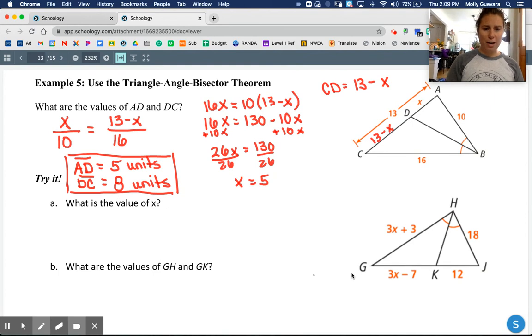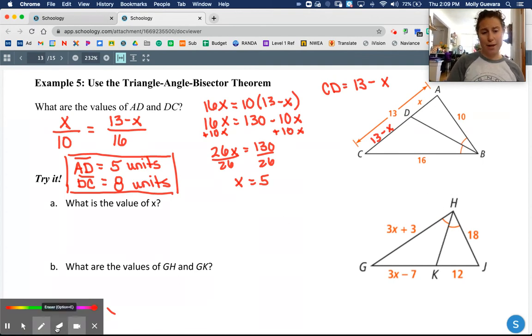Okay, so for your try it, it's the exact same thing. Part A is what is the value of X. Part B is what are the values of GH and GK. So go ahead and set up your proportion, cross multiply, solve, and then plug it back in to find those values. When you're ready to go over it, hit play.